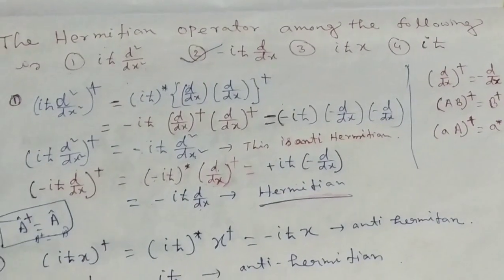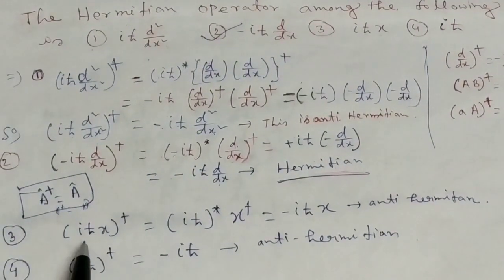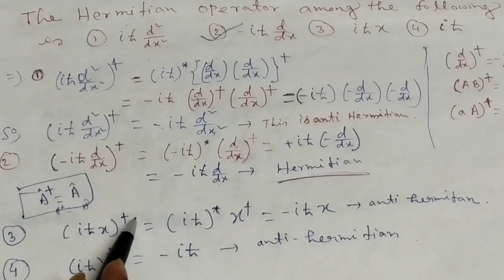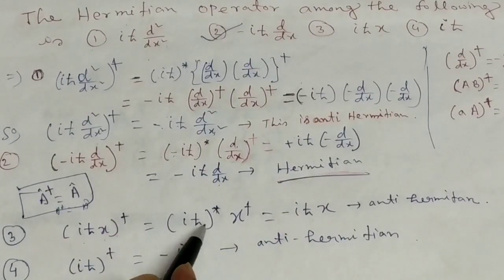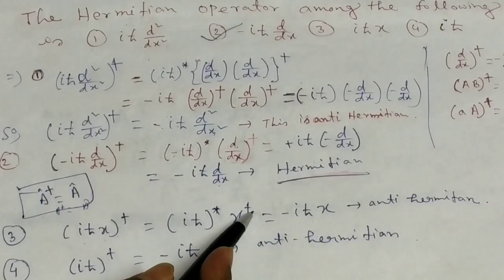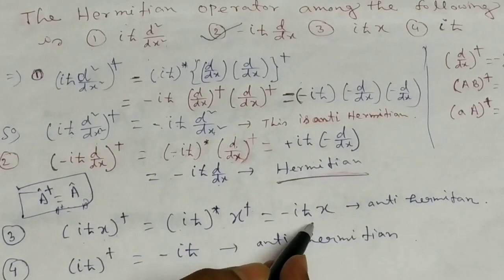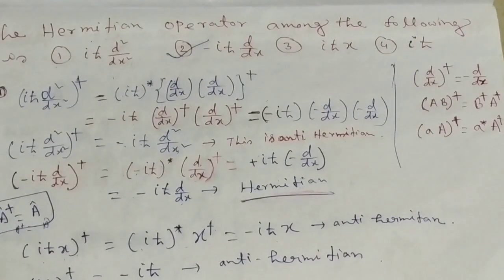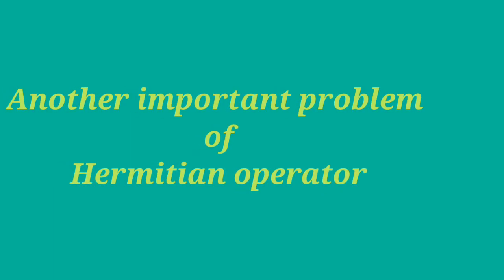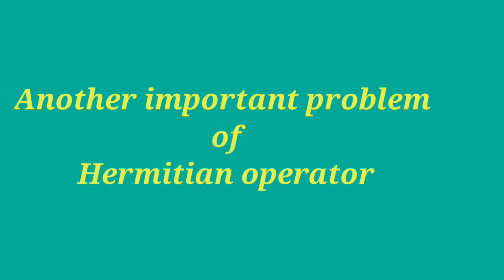Now if we solve the third problem, (iℏx)† equals (iℏ)* times x†. x† we know is x, and (iℏ)† is −iℏ. We understand how to check whether an operator is Hermitian or not. Now we discuss another problem on Hermitian operators.